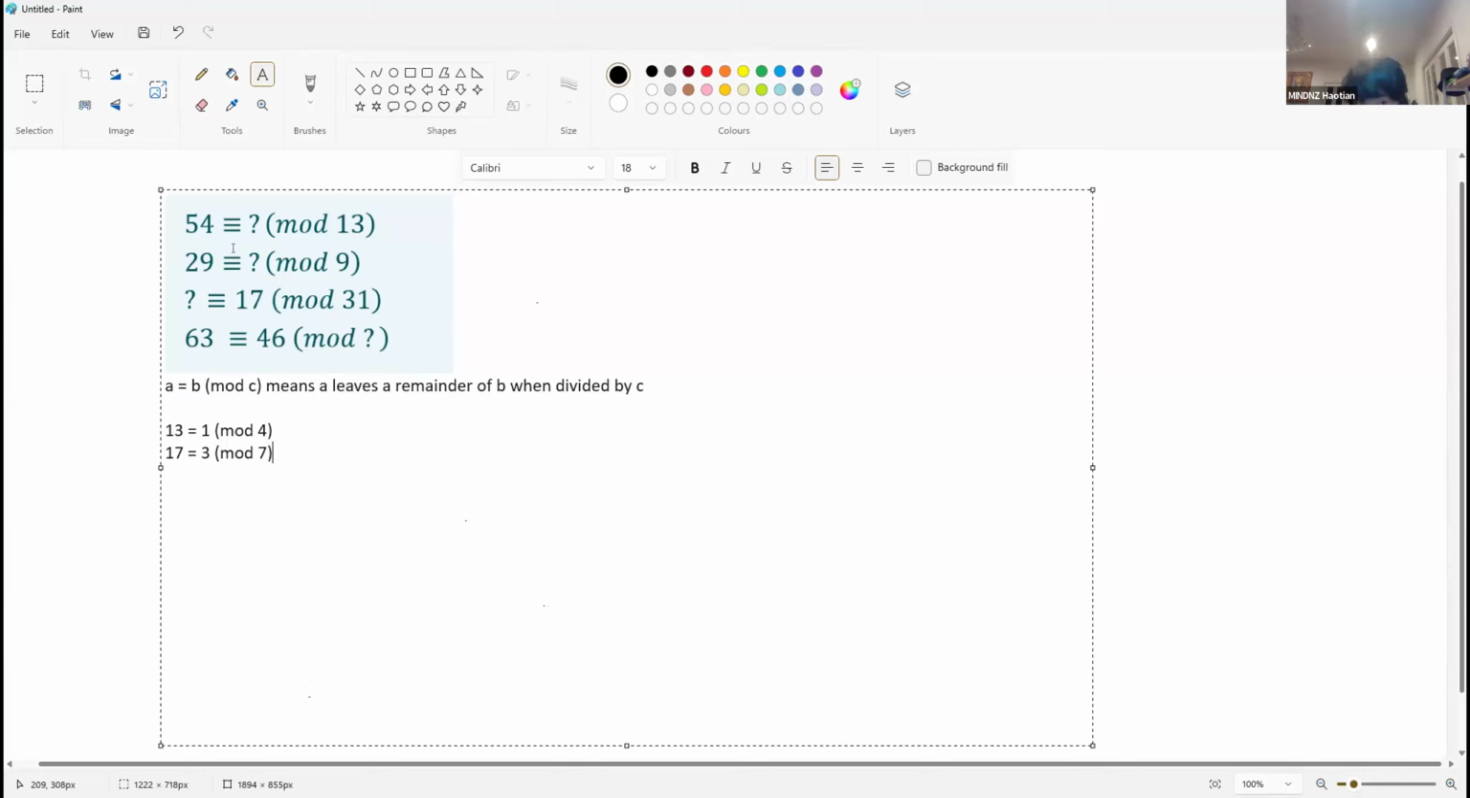I'm going to try these examples. What is 54 congruent to mod 13? It is congruent to 2 mod 13. 29 is congruent to 2 mod 9. What is congruent to 17 mod 31? There's a lot of solutions, and one of them would be 48. And 36 is congruent to 46 mod what? There's two solutions here, right? It could be 1 or 17.